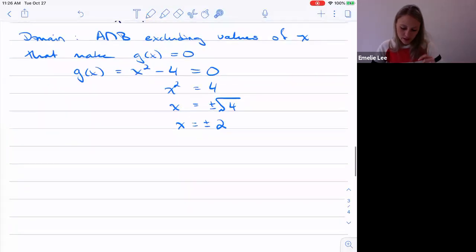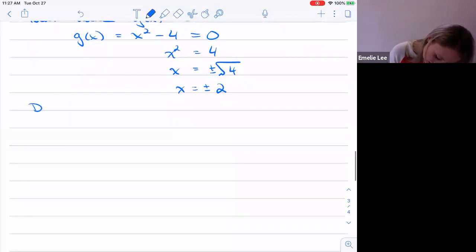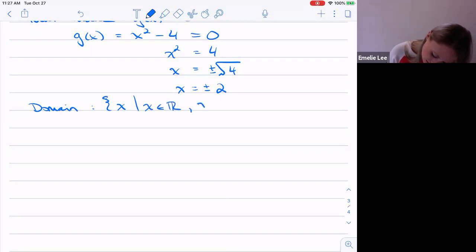Which we can check. If x is 2, 2 squared minus 4 is 0, so that's a no-go. If x is negative 2, you get negative 2 squared, which is also 4, minus 4, which is also 0. Right? And so these x equals plus minus 2 have to get pulled out from the domain. So the new domain is the set of x's such that x is in the set of reals and x is not equal to plus minus 2.